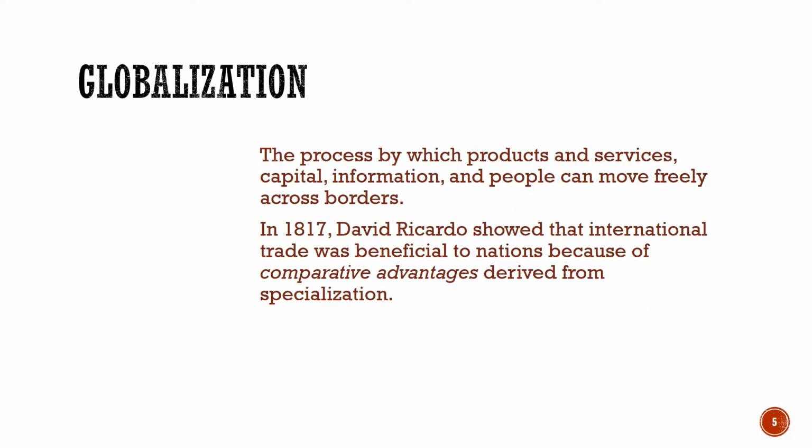Globalization is the process by which products and services, capital, information, and people can move freely across borders. Comparative advantages are strengths that countries have as a result of specialization. Countries that are more efficient in producing wine, for instance, can obtain benefits by dedicating more national resources to this industry and then exporting the wine that is not consumed in the national market to obtain additional incomes to buy other products from foreign markets.